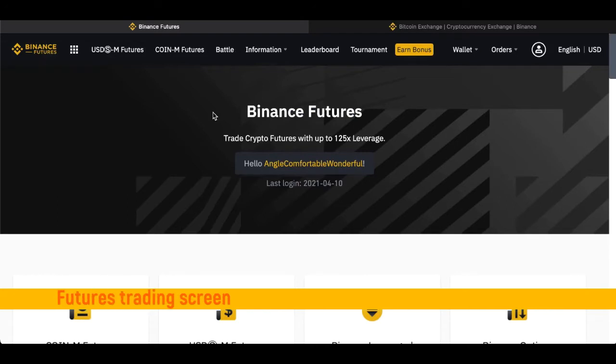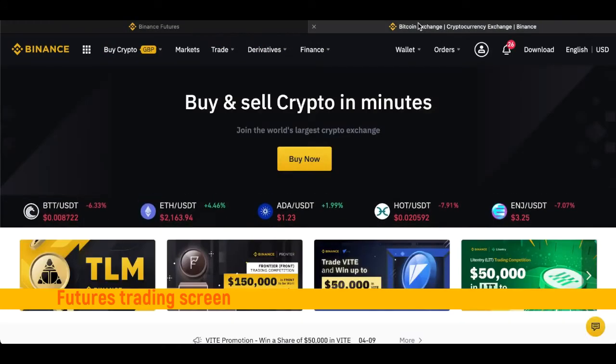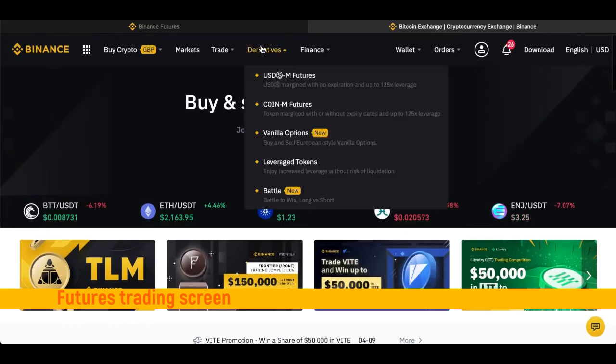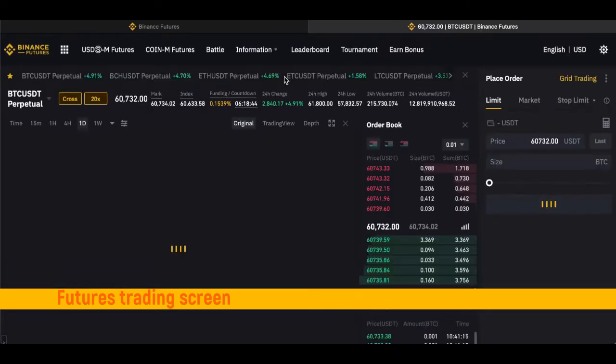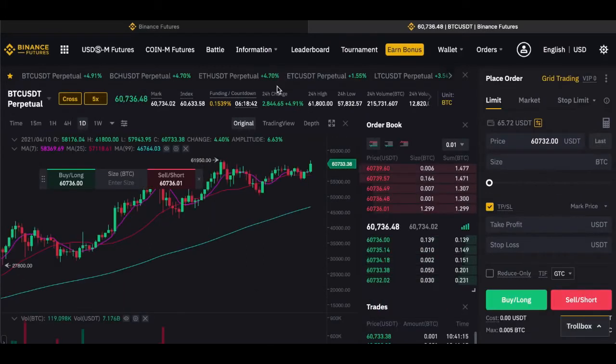I'm going to come straight through to the trading screen then, and you can either click this one right here or this one right here. It's going to take you straight through to the same page. Or if you are on the Binance homepage, like I said, just click one of these. It all takes you through to the same trading screen, which you can see here.